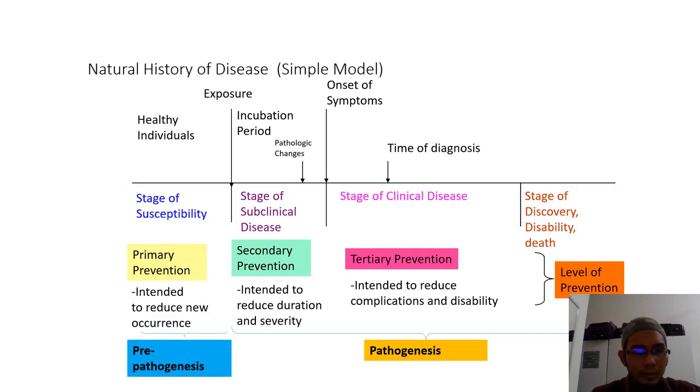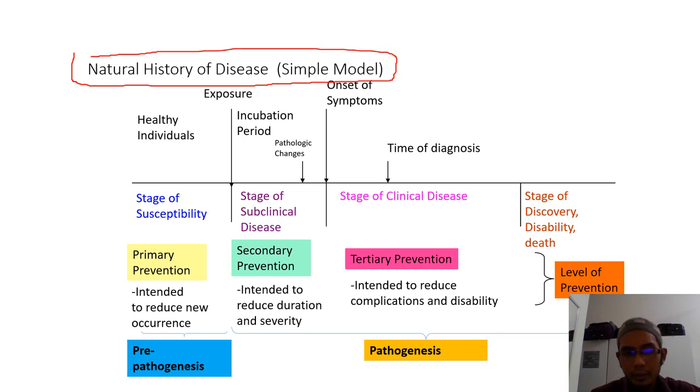Another term that you need to understand is natural history. Natural history is the term for when the stages of disease come into play, and it is very important because the stage is related to the level of prevention. At every stage of the disease history, you have an opportunity to prevent the infection. For example, the stage of susceptibility: you have healthy individuals like you and me right now. We can do simple things to prevent the disease. For example, in COVID-19, basically hand hygiene.